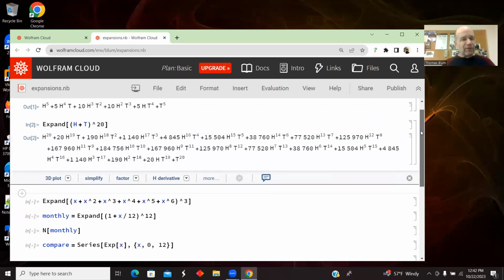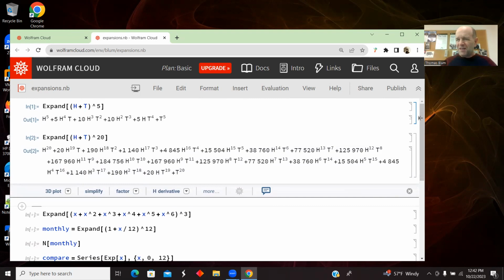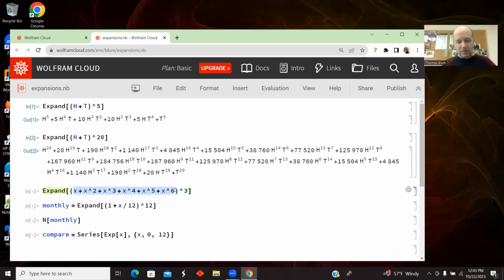Now I'm moving from a heads-tails idea to a dice idea. I'm taking x plus x squared plus x cubed plus x to the fourth plus x to the fifth plus x to the sixth. I'm just focusing on the power. I could have called this x raised to the 1. It's the same as x. So I can think of the number on the side of a die as this power of x. And then I can take that expression, raise it to the third and expand it.